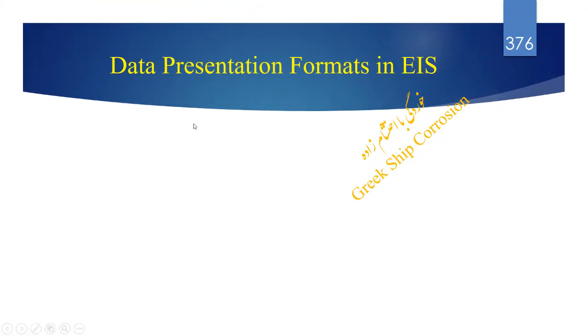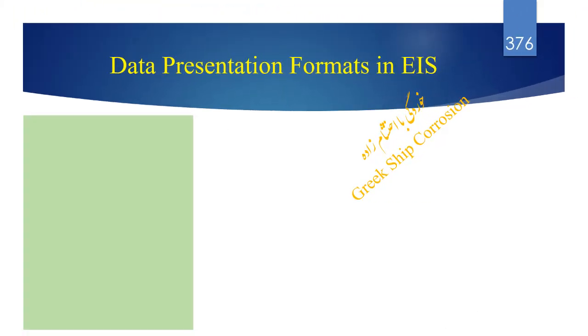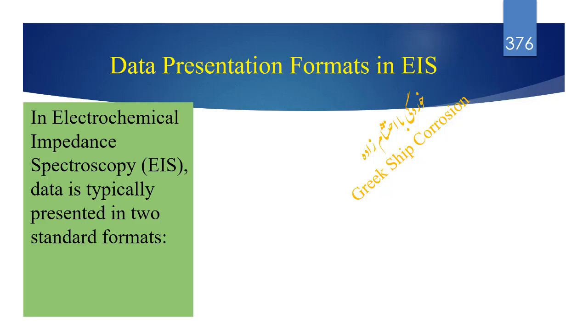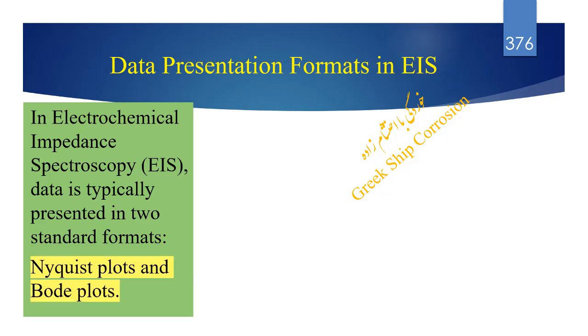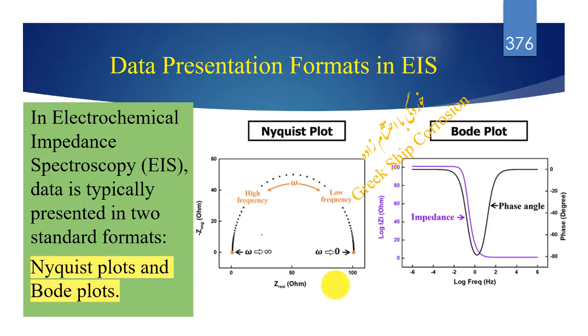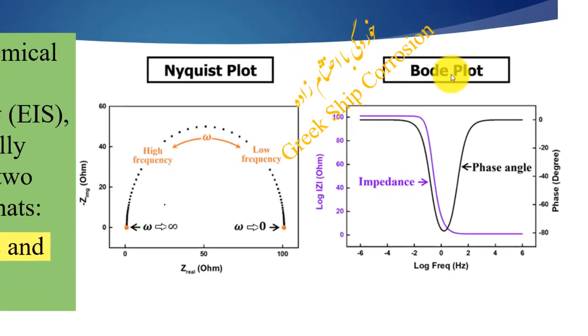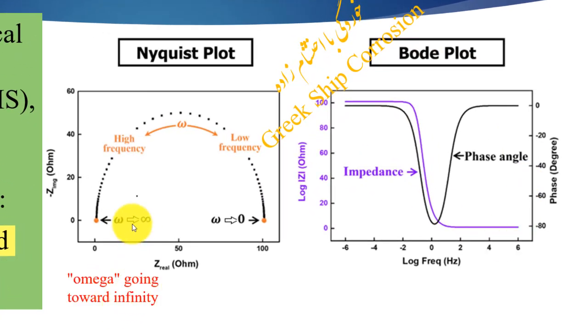Data presentation formats in EIS. In electrochemical impedance spectroscopy, data is typically presented in two standard formats: Nyquist plots and Bode plots. Nyquist plot and Bode plot. In the Nyquist plot, omega goes toward infinity on the left side, and omega goes toward 0 on the right side. In Bode plots, the magnitude of the impedance versus the frequency and the phase angle versus the frequency, which is called Bode-Phase, are shown.